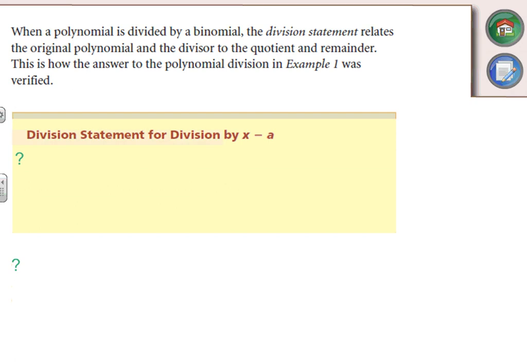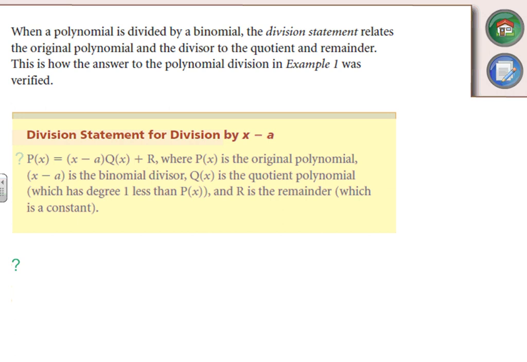When a polynomial is divided by a binomial, the division statement, also known as the division algorithm, relates the original polynomial to the divisor, quotient, and remainder. It looks like this. Your original polynomial, your starting place, is equal to the divisor, we'll call it D, multiplied by the quotient plus the remainder. Oh, that was the check, the verification that we just did.